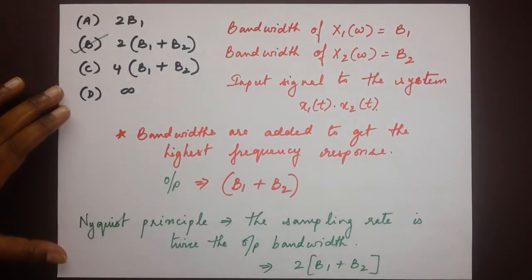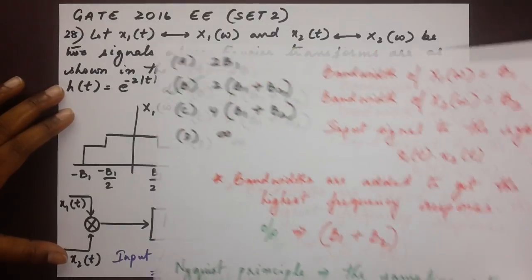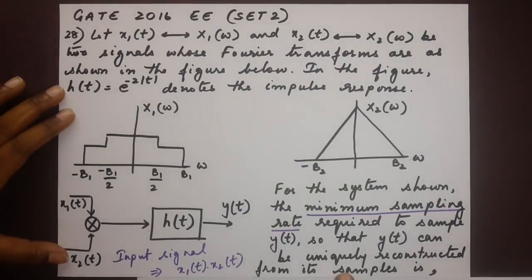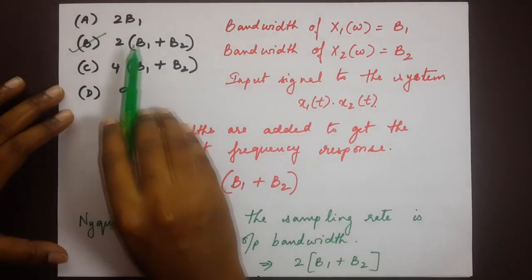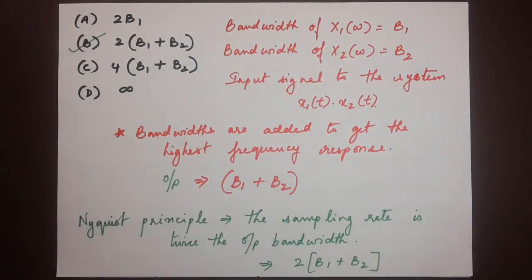So the minimum sampling rate required in order for the output y of t to be able to be uniquely reconstructed from the samples would be 2 into B1 plus B2. I hope this has helped.